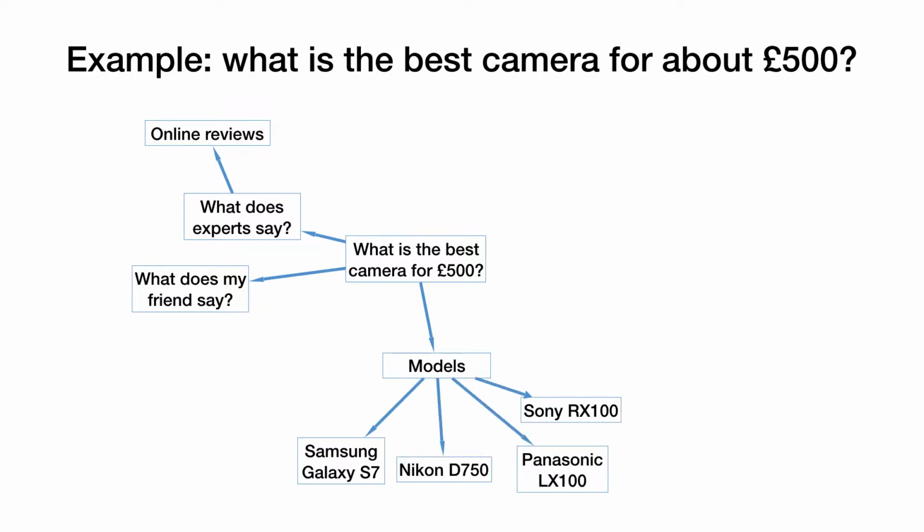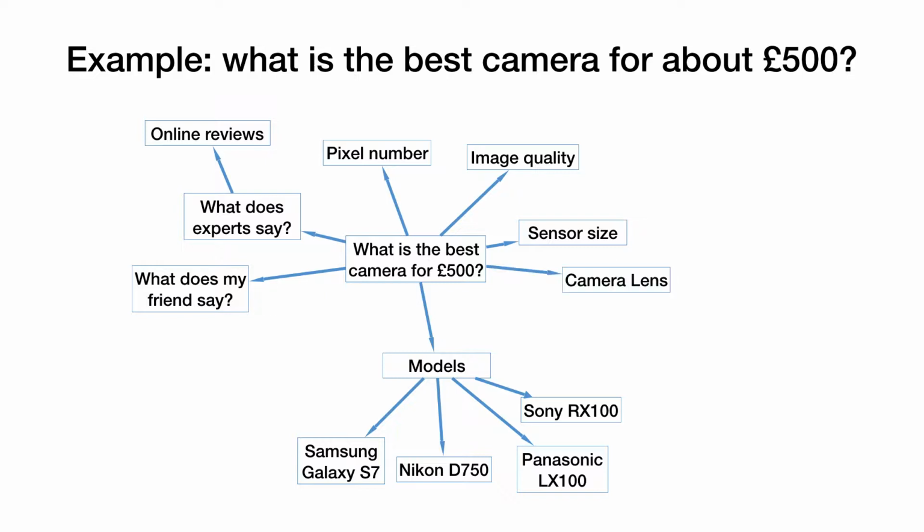During this process, you will come across many different models, something like these. Some you might have heard of, but some you might be hearing about for the first time ever. And also you will start to come across these different attributes or things they use to describe cameras. For example, pixel number, which is relatively easy. Image quality, something quite straightforward but much harder to measure. And then sensor size and camera lens, which are more obscure aspects of the camera.